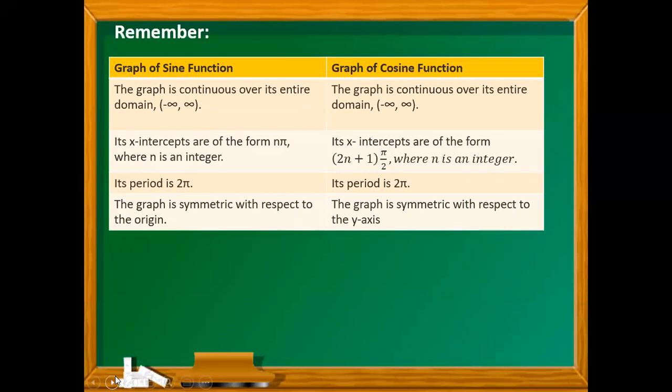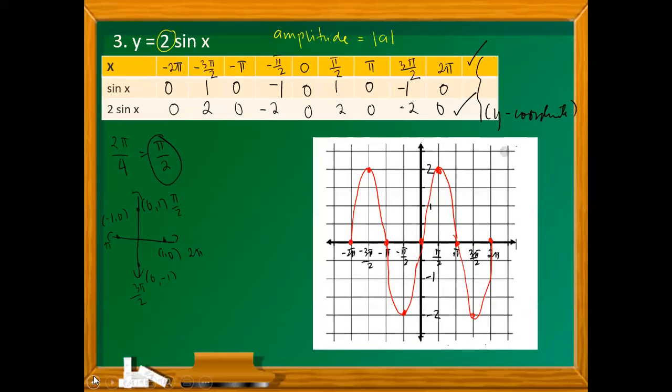So let's summarize what we have done in this lesson. Take note that the graph of sine function as well as cosine function is continuous over its entire domain, negative infinity to positive infinity. Meaning, going back to the graph, there is no discontinuity as regards to the domain.